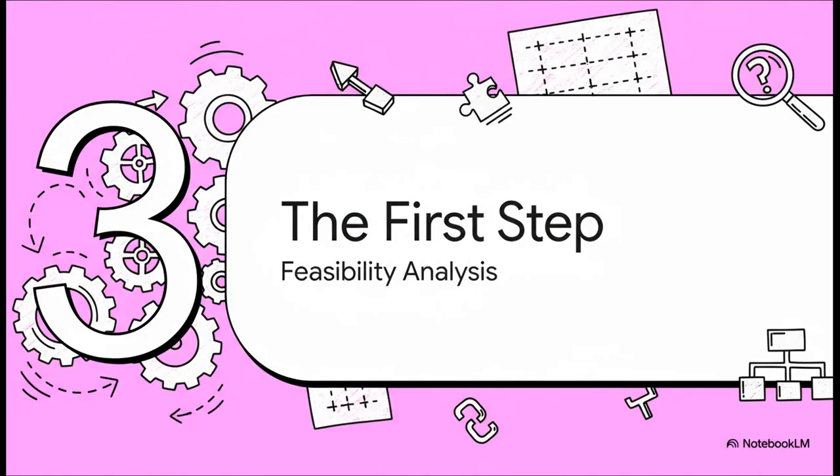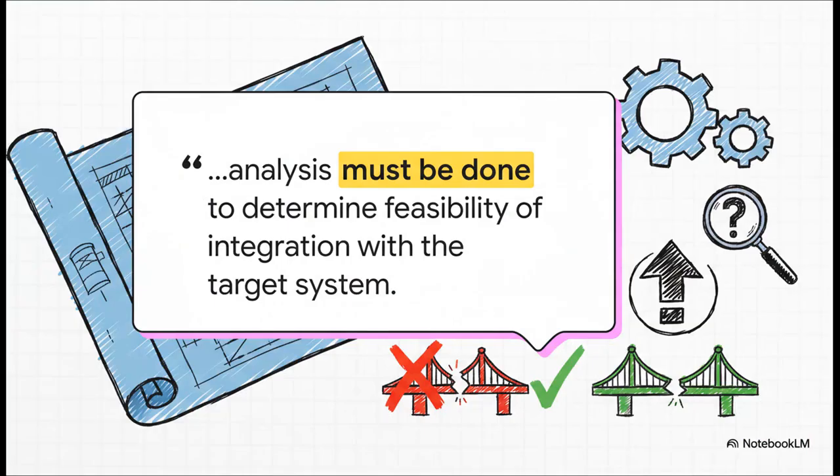All right, so we found our expert implementer. We have our player. Now, what about the game plan? What is the absolute number one first move they need to make before a single line of code ever gets written? This quote right here says it all. And it's not a suggestion, it's a command. Before you do anything else, you must do a feasibility analysis.